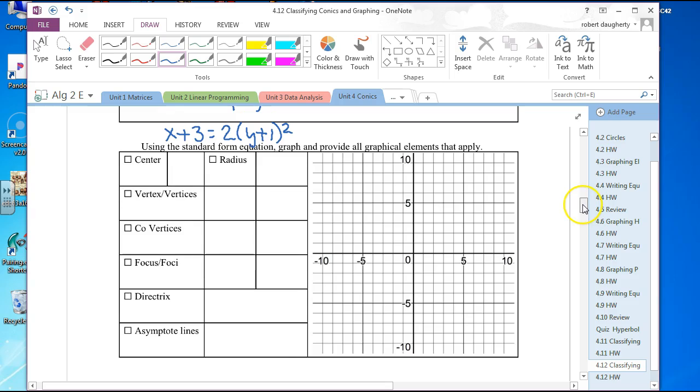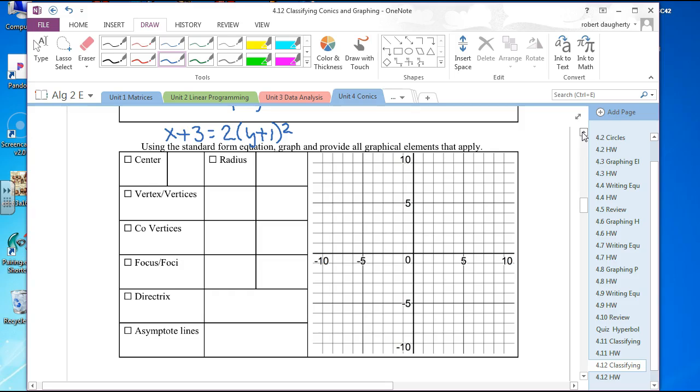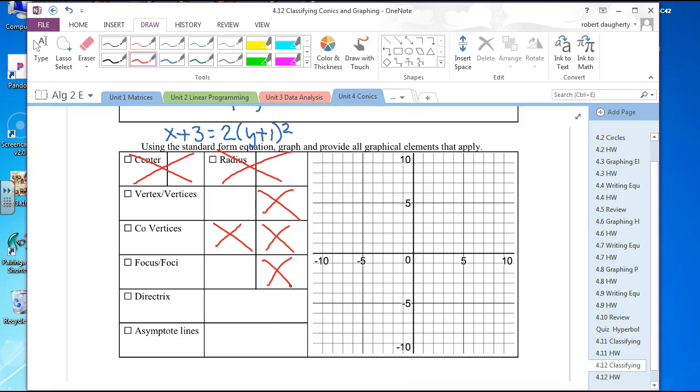And so this is what's going to look different for you. This is the way your graphs will appear on your unit test. Okay. Now this is a what? Parabola. Does it have a center? Does it have a radius? Vertex or vertices? How many? Got one vertex. Co-vertices. That's only for what? That's only for ellipses. Focus or foci? I only have one. Does it have a directrix? Yes. Does it have an asymptote? We're going to go with no. That's only for hyperbola. So this is the way your graph is going to look.